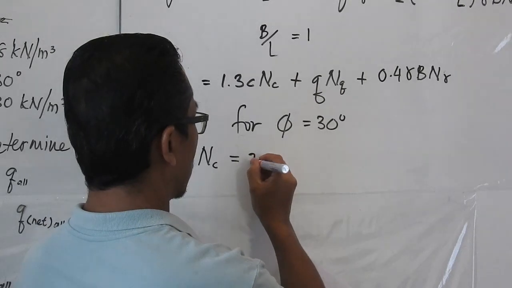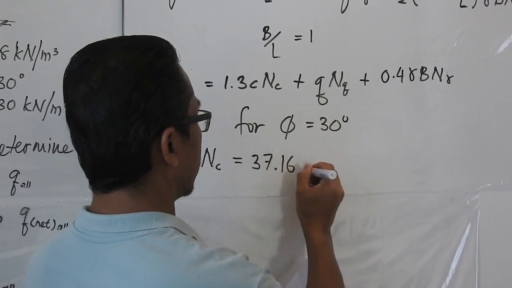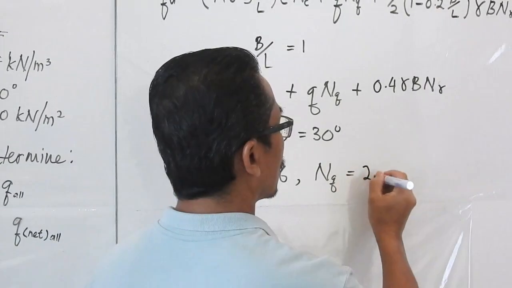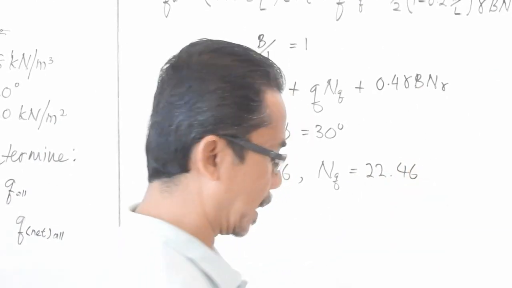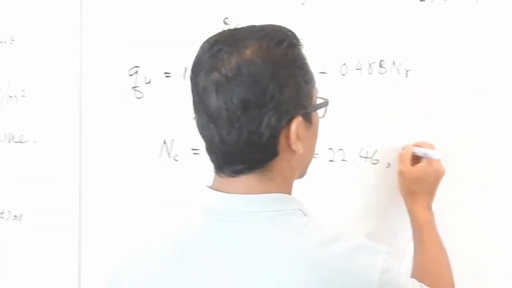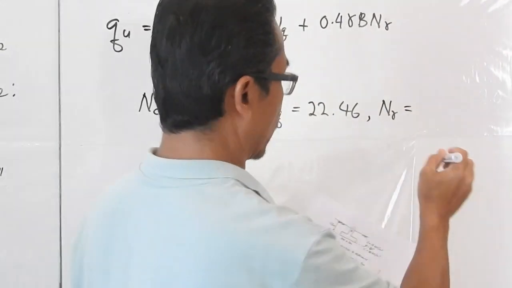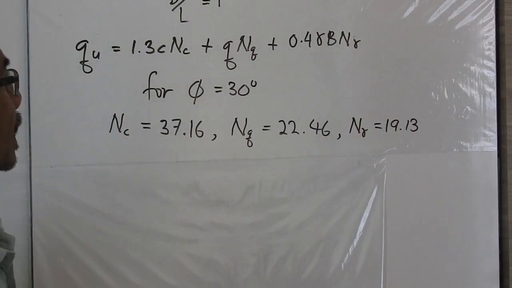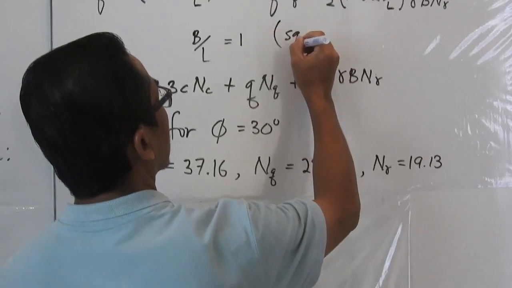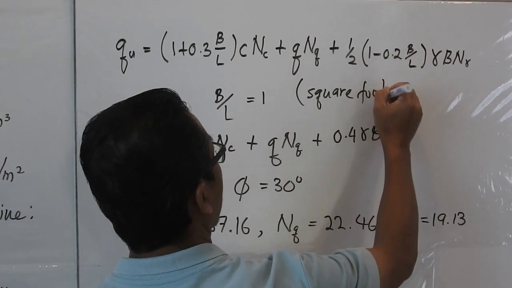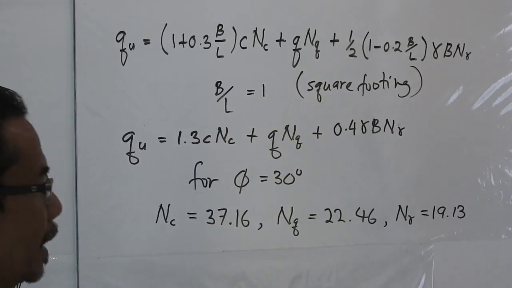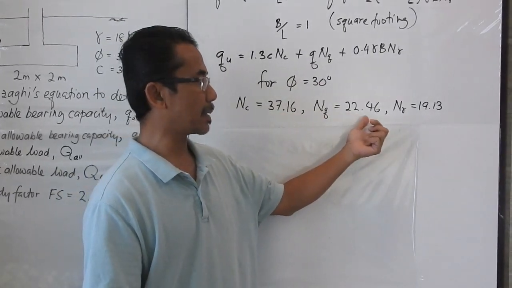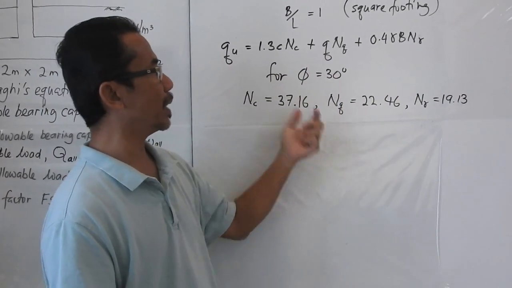is equal to 37.16, N sub q is equal to 22.46, and N sub gamma equal to 19.13. Okay, so before I forget, these are for square footing.